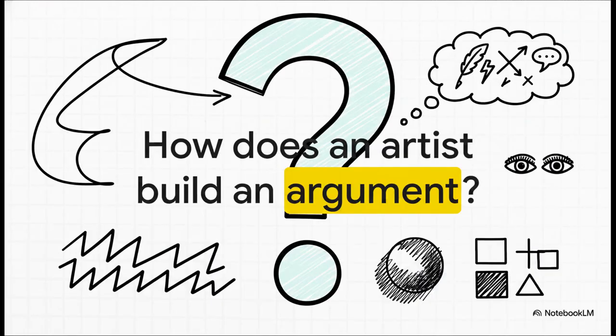So that brings us to our big question. How does an artist actually build an argument? It's not just about what they draw, right? It's about how they draw it. Every single line, every shadow, every little choice they make is like a word in a visual sentence.